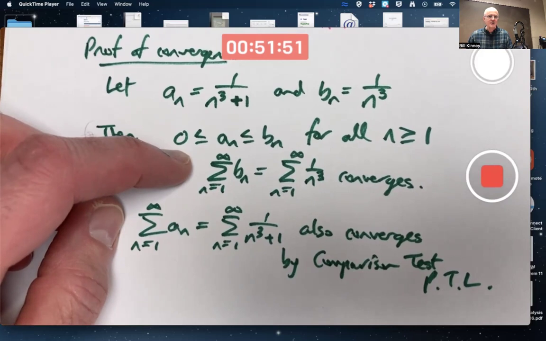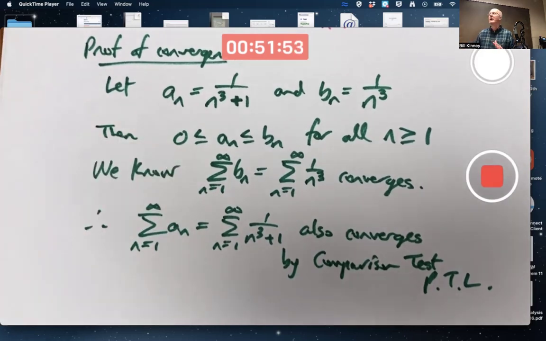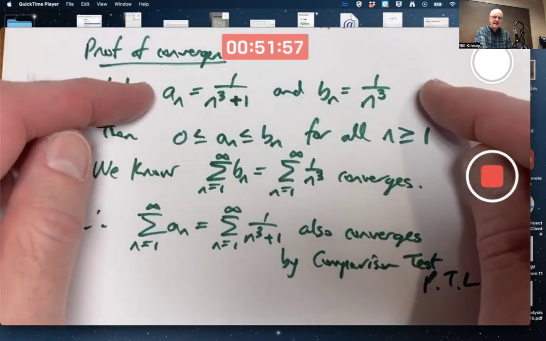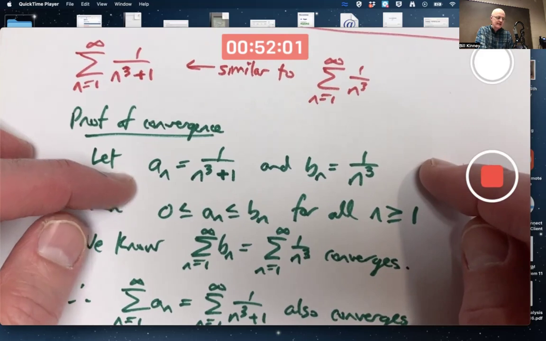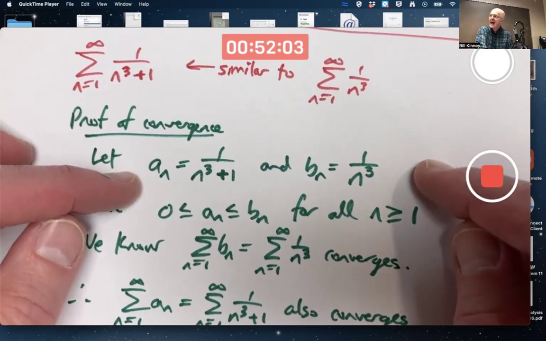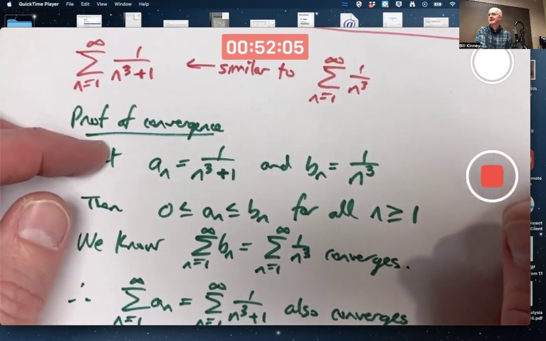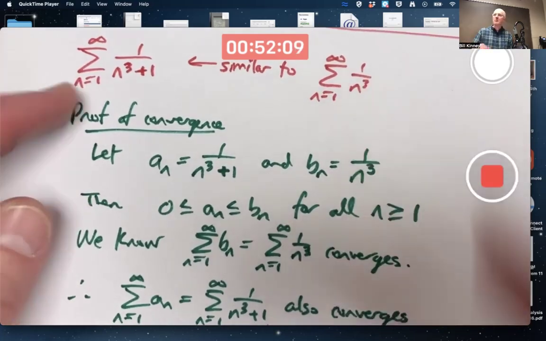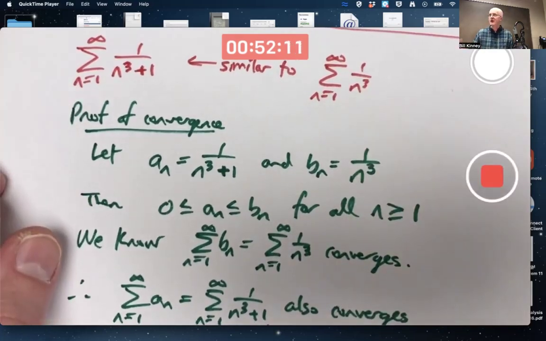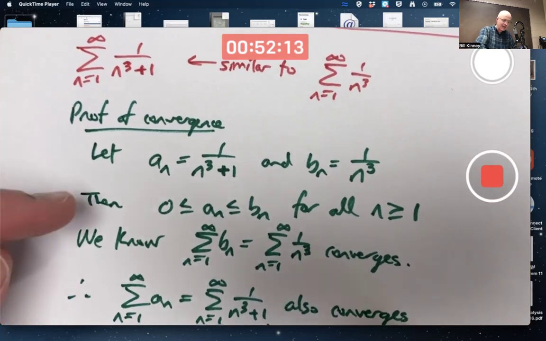Because if you forget the summation signs here, you're completely missing the point. Again, these a_n's and the b_n's are terms of the series. They are the sequence numbers that are being added in the series. But the proof is about the series, the infinite sums, and their convergence or divergence, not about the terms.